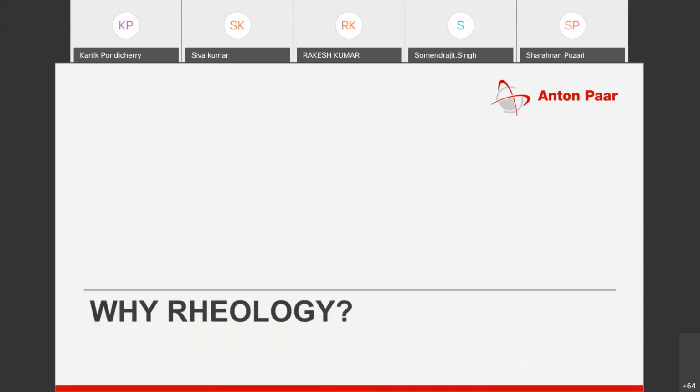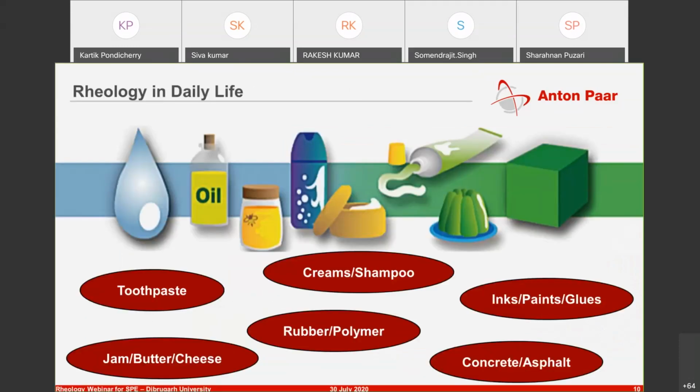So why rheology? We come across a lot of things in our day-to-day life, like water. I'm not going to talk much about that. But imagine trying to squeeze paste out of your toothpaste tube in the morning. You can't just turn it upside down and then it'll fall. It won't. Gravity is acting, but it still won't fall. You have to apply a minimum amount of force to start squeezing.